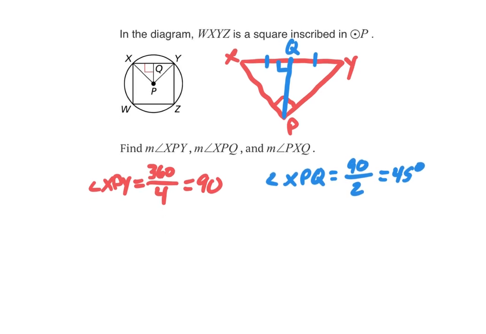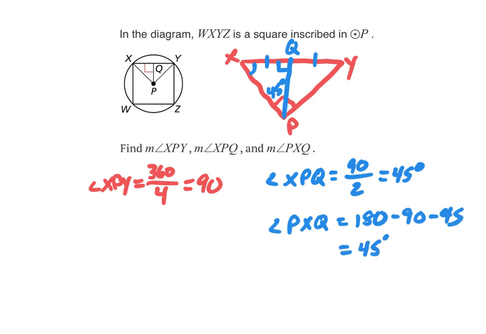Okay, the last one is angle PXQ. Okay, this angle right here, we know this one's 90. We know this one here is 45. So I could take 180 minus 90 minus 45. Okay, so guess what? We have a 45, 45, 90 triangle.